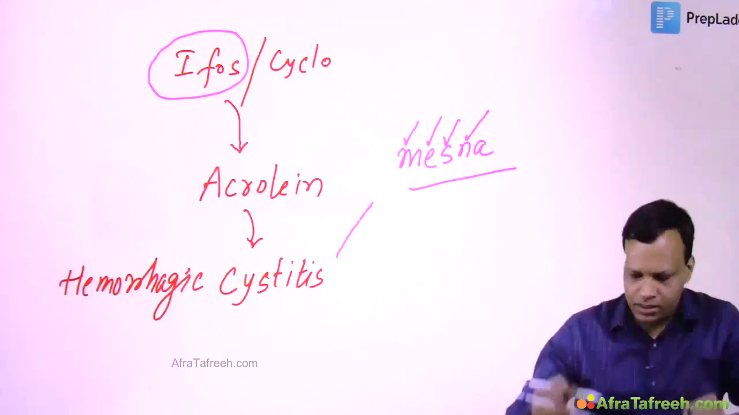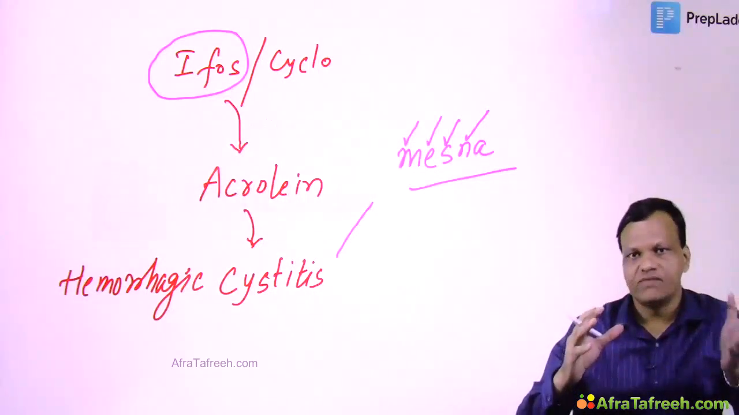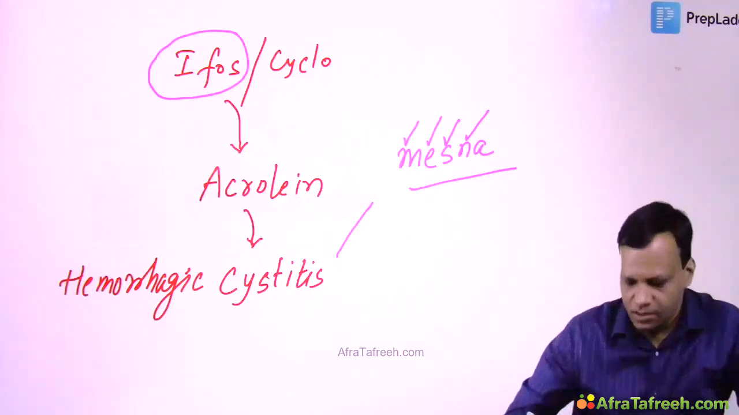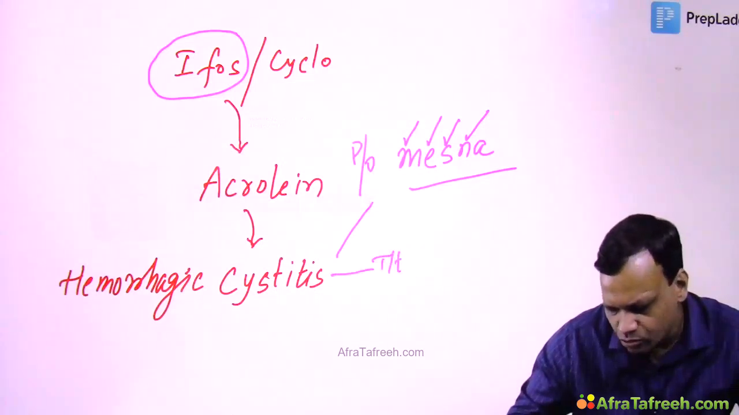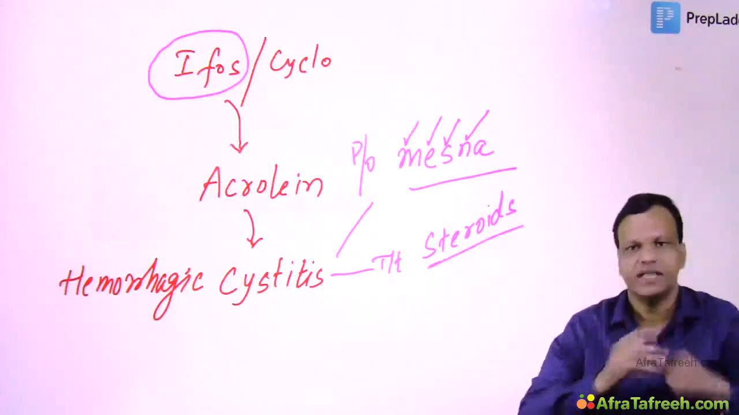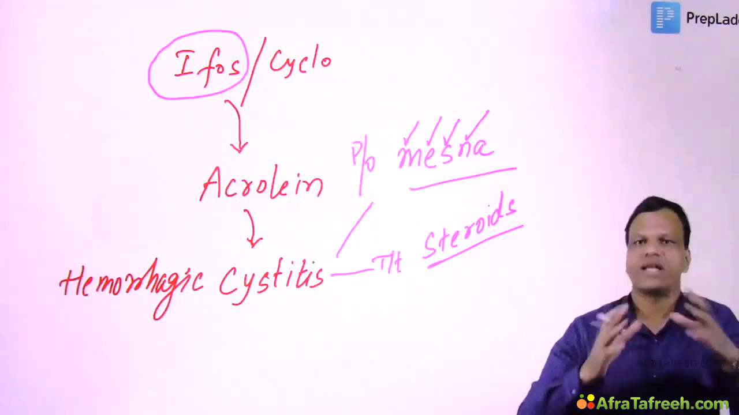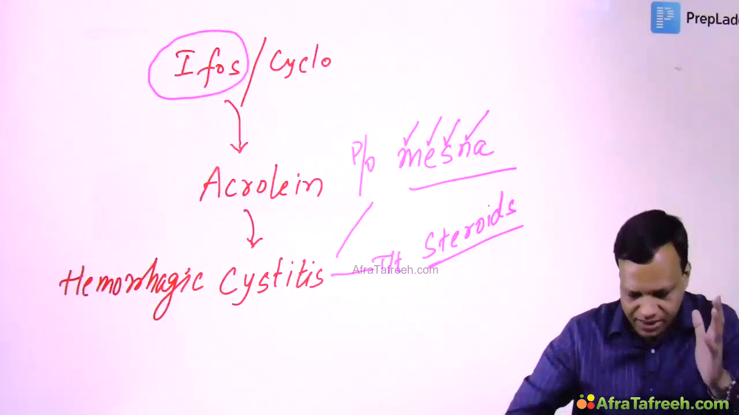Second, if hemorrhagic cystitis has already happened, which substance can treat this? Mesna is to prevent. If we want to treat, then we need to give steroids. So steroids are given for treatment of hemorrhagic cystitis. Mesna is given to prevent hemorrhagic cystitis. So this is a very important MCQ.